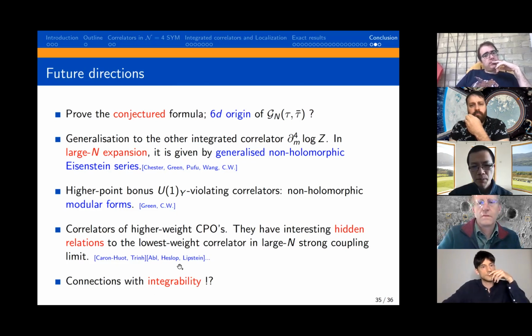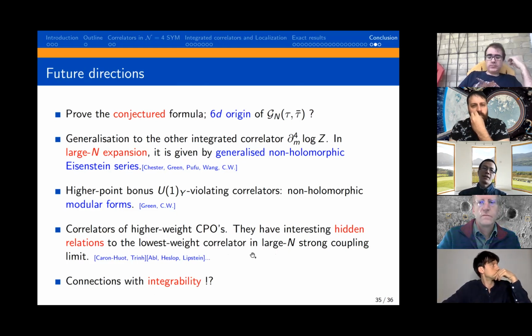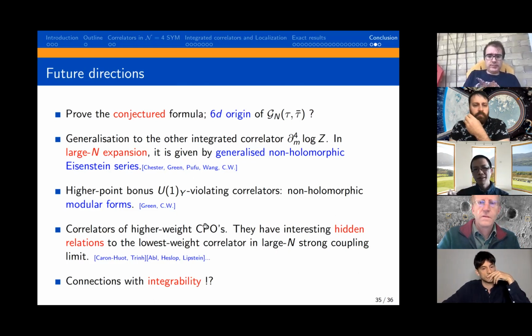People found there's an interesting relation, in the large N expansion and the strong coupling expansion, namely the supergravity limit or some alpha prime expansion, between this lowest weight operator and those high weight ones. But the question, I don't know, probably not: does such a relation also remain when you do a small coupling expansion? I don't know.